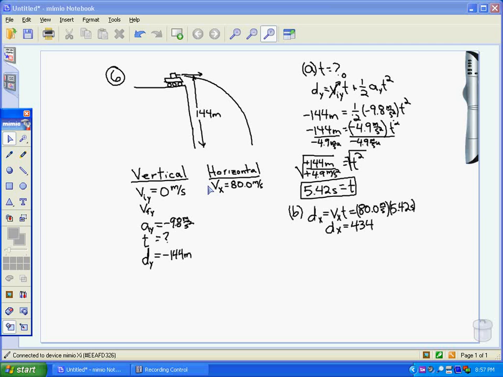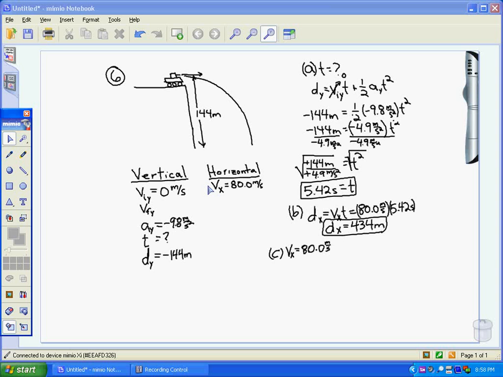And finally, it says, what is the velocity of the shell just before it hits the ground? In this case, in part C, you know that the x velocity does not change. So when it hits the ground, the x velocity is 80.0 meters per second. So what you need to find in this case now is the final velocity in the y direction.